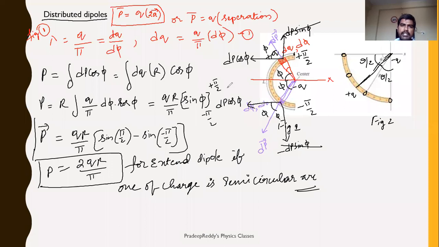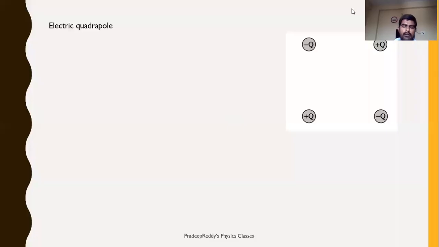Everything will be common up to this equation. The only leftover will be the substitution of these angles, upper limit and lower limit. Those angles, if you substitute properly, you will be getting the net dipole moment because of those extended charges. Right. We have learned how to find the electric dipole moment for extended charges.